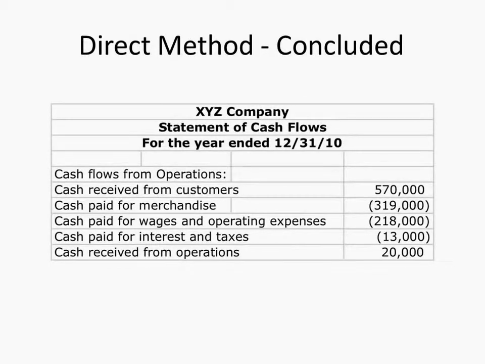Now we have cash received from customers. We agreed on how we arrived at that. That made sense. We got cash paid for merchandise. We agreed on how to arrive at that. What three accounts are in this one? Cost of goods sold, accounts payable, and inventory. So if I start with cost of goods sold, what do I do with an increase in inventory? Add it. What do I do with an increase in accounts payable? Subtract it. Because that means I didn't pay.